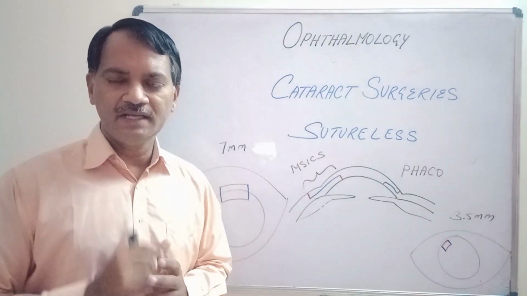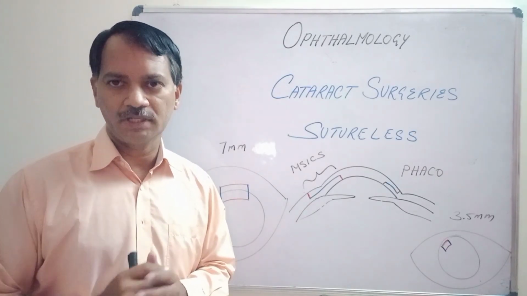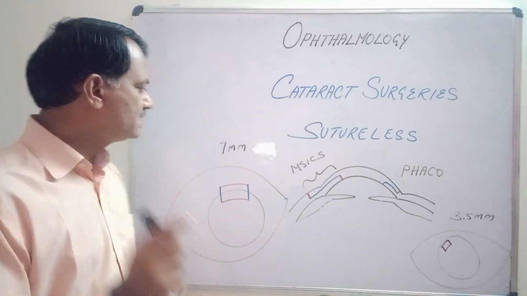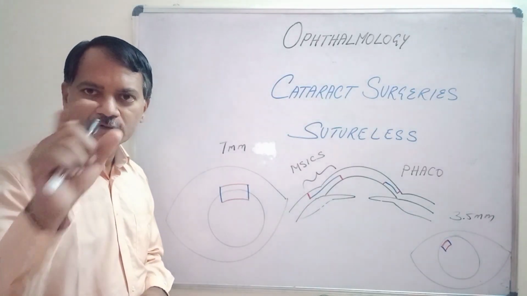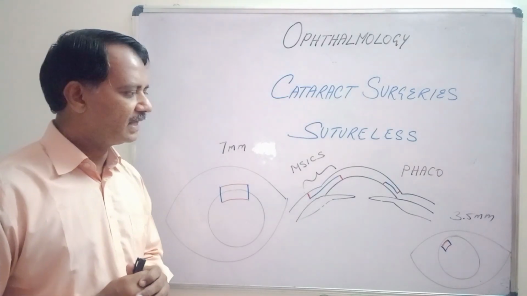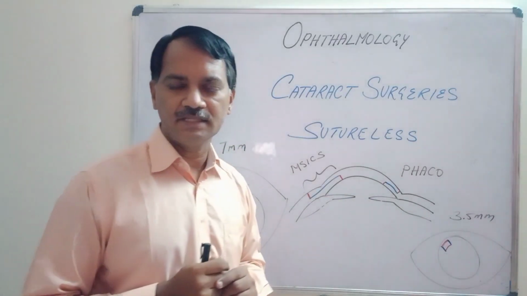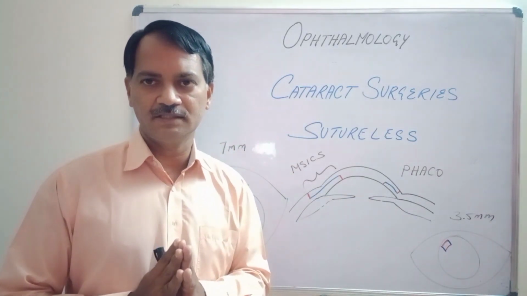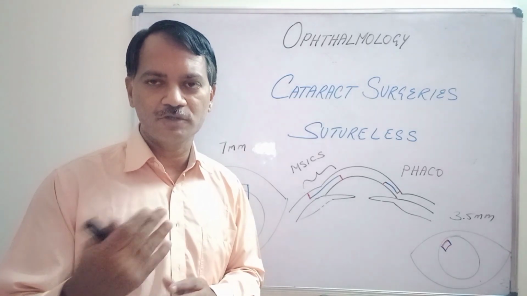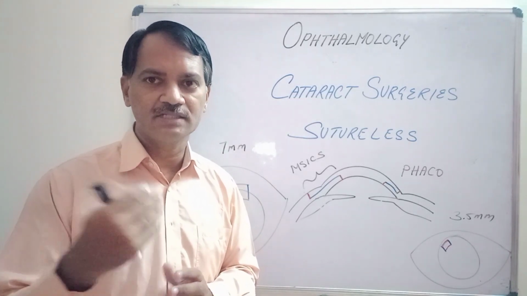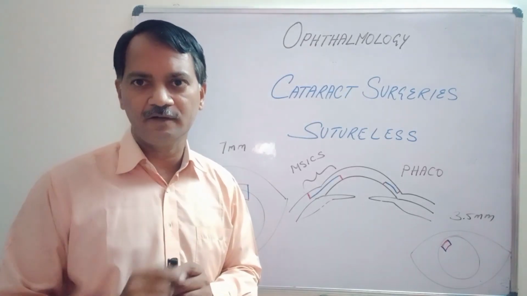The size of the incision in these two types of surgeries is very important to discuss. The incision width is 7 millimeters in a manual small incision cataract surgery. The incision width is only 3.5 millimeters in phacoemulsification surgery. Nowadays, they have started to do micro-phaco surgery. They are doing phaco-knit surgery. In micro-phaco surgery, the incision will be just 2 millimeters in width.